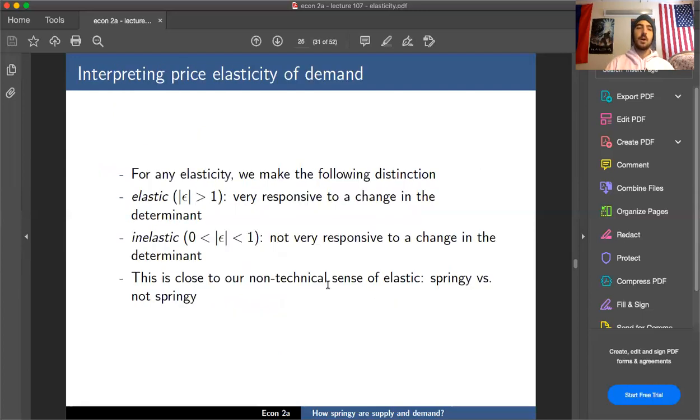For elasticity, what does it mean? If it's elastic, the absolute value of the elasticity calculated will be greater than 1. So if it's more than 1, then the demand is going to be elastic. So the negative 2 that we calculated, the absolute value, 2, is bigger than 1. So it's going to be fairly responsive to a change in price. It's inelastic if the absolute value is between 0 and 1. So it's not going to be very responsive to a change in price if it's between 0 and 1. And this is close to the springy and non-springy idea from the bed analogy in the previous video.